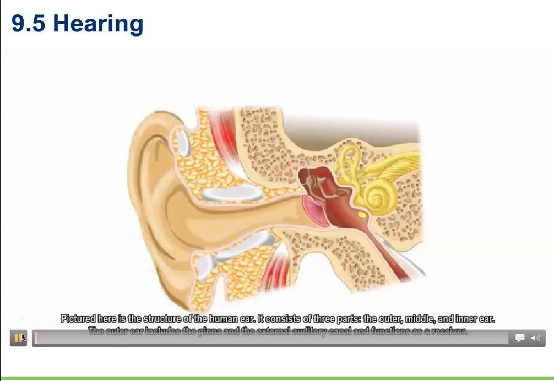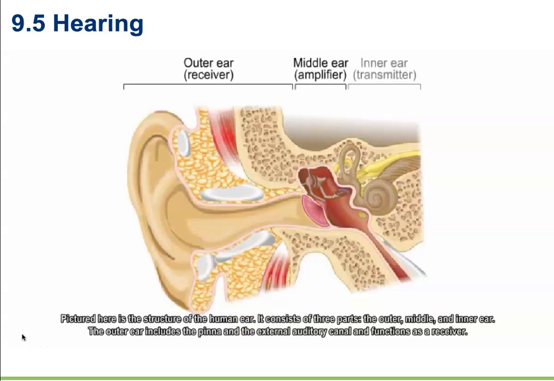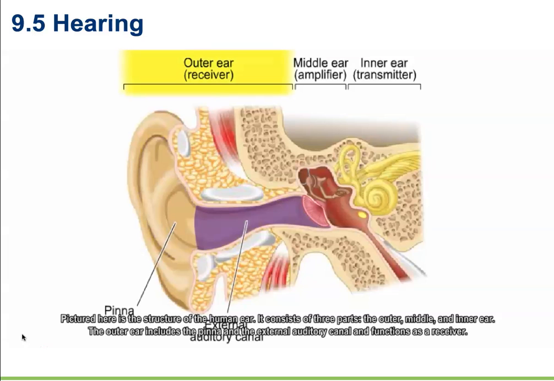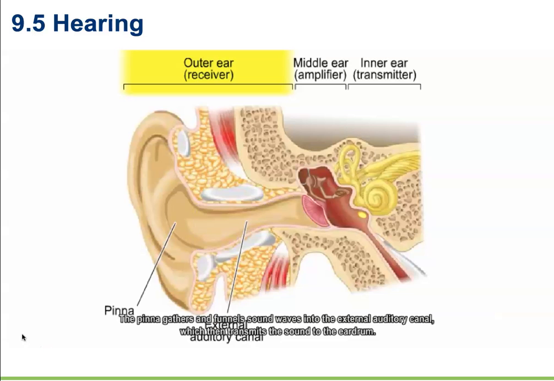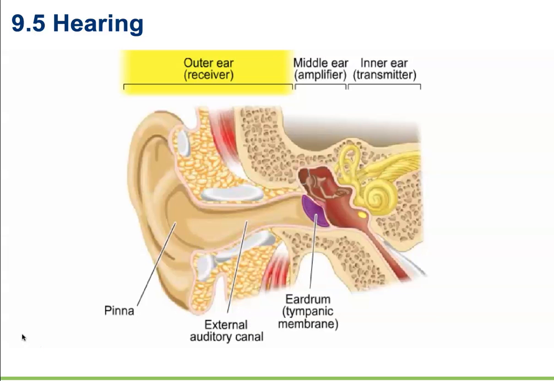Pictured here is the structure of the human ear. It consists of three parts: the outer, middle, and inner ear. The outer ear includes the pinna and the external auditory canal and functions as a receiver. The pinna gathers and funnels sound waves into the external auditory canal, which then transmits the sound to the eardrum.